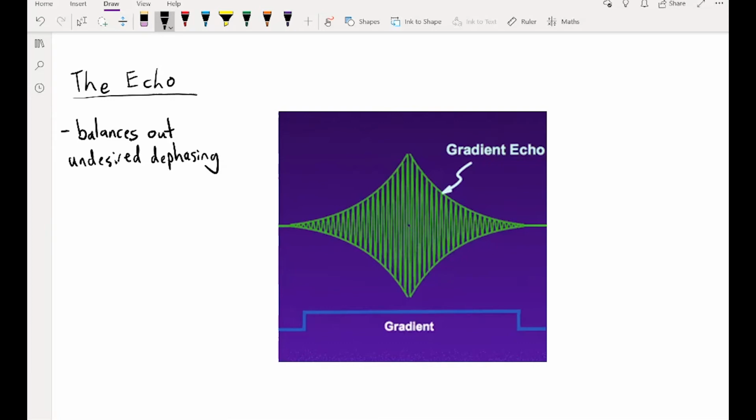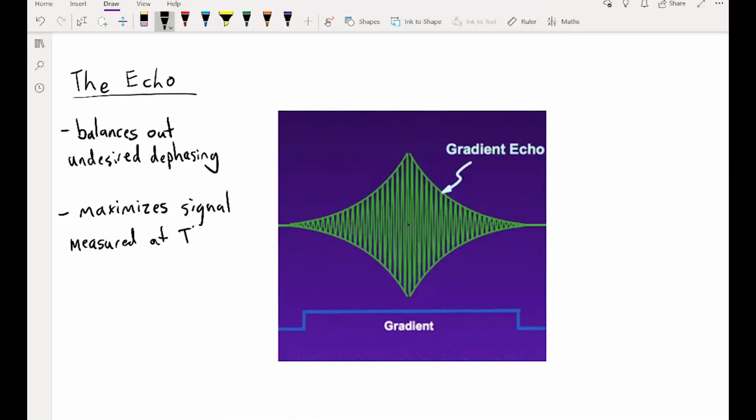Another thing that is important about the echo is because we're actually rephasing the signal and we're trying to counteract any dephasing that has happened, dephasing causes our signal to decrease. So by rephasing all of our signal into an echo, that actually maximizes the signal that we can get at any given time. So I'm going to write that out as maximizes signal measured at t.